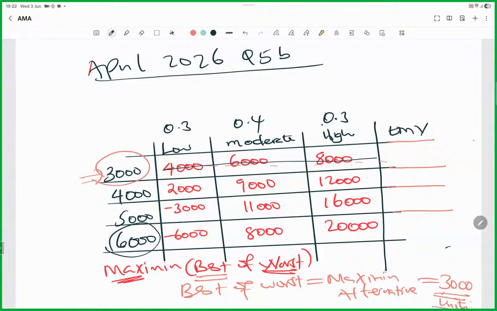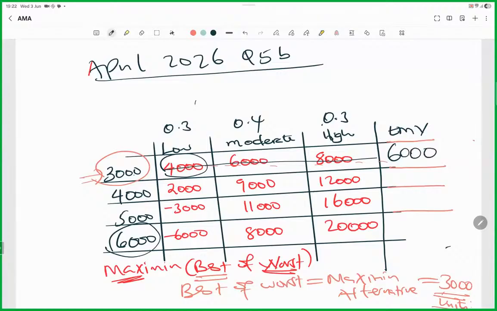Thank you so much, Bernard Silla. So like now for 3,000, I will take this 4,000 times what? Plus, because you see, EMV is an OR. So it is 4,000 or 6,000 or 8,000. So 4,000 times 0.3 plus 6,000 times 0.4 plus 8,000 times 0.3, which will give me what figure? 6,000.